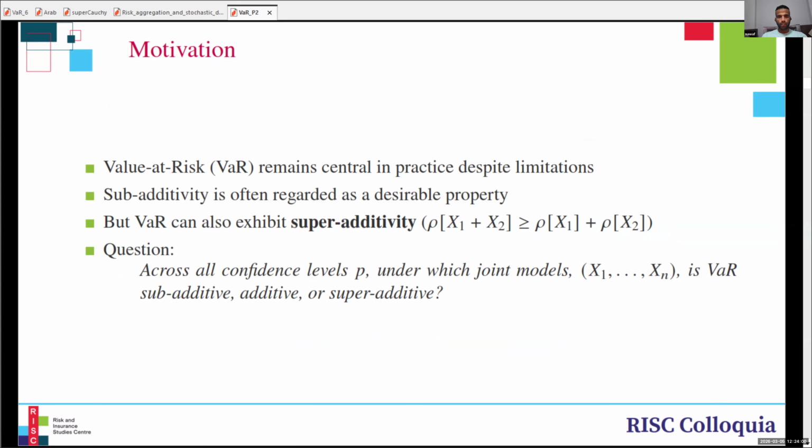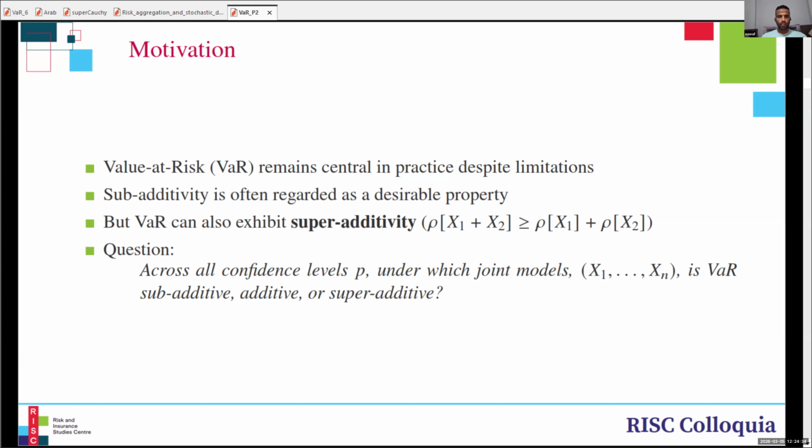Despite being non-subadditive for all models, var still remains a central measure of risk for practitioners, because it's easy to compute. They use historical data, they use simulations, Monte Carlo methods. It's well established. So calculating var is super easy for companies, and that's why it still remains relevant.